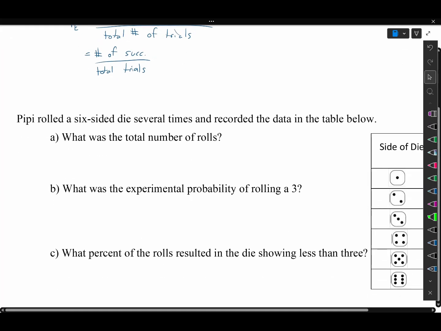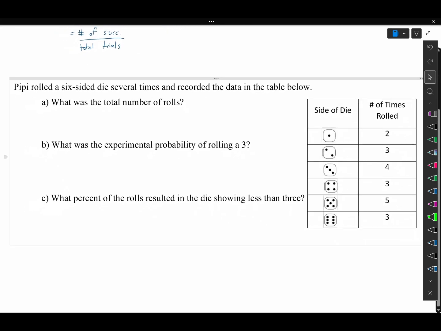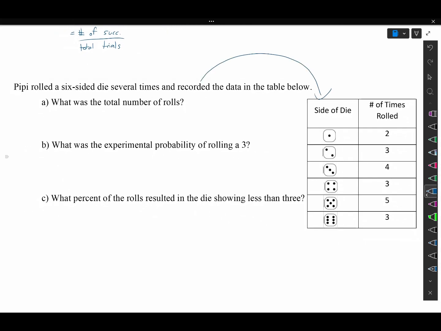So let's look right here. Pippi rolls a 6-sided die several times and records the data in a table below. So Pippi does not know at this point whether this die is a fair die or whether it might be weighted a certain way. There might be certain numbers that are more likely to come up. We're not sure, so we're observing, and we're going to use our observations to make some calculations.